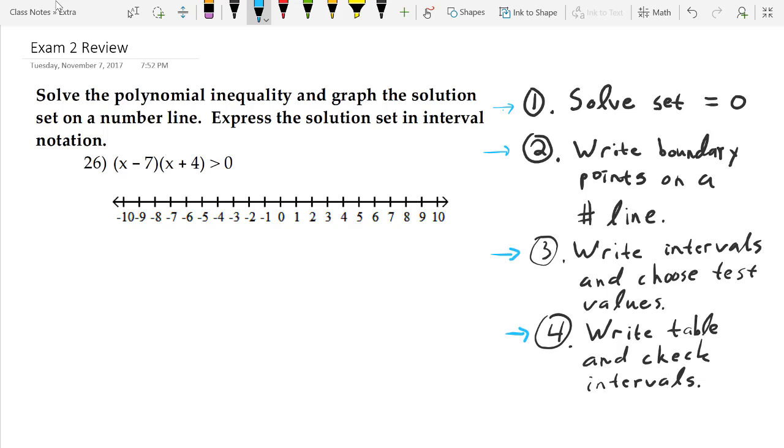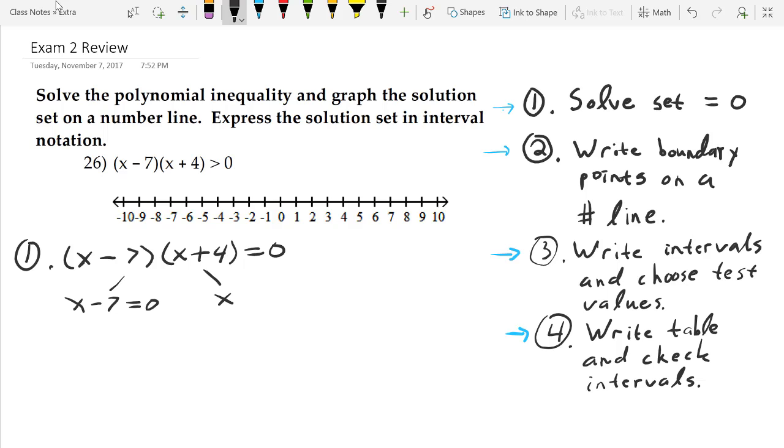So let me show you how this one starts. The first step is to take this inequality we have up above and treat it as an equation set equal to 0. Okay, so that's step 1. Once we get it in this form, it's already been factored into two factors, so I can take each factor and set each of them equal to 0, and then we can solve for x.